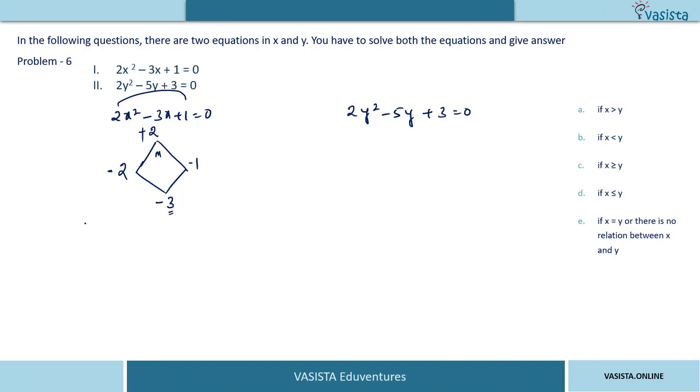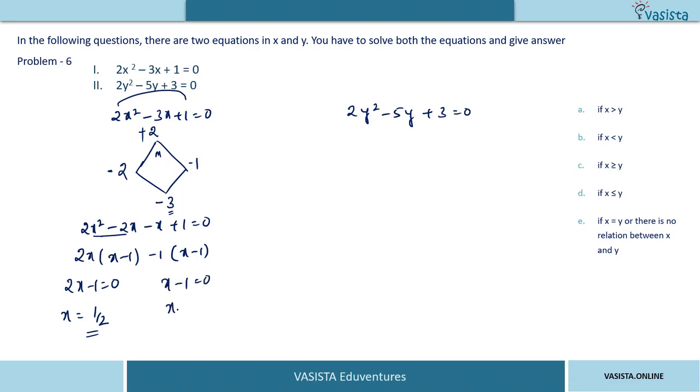Now factorize it here. 2x square minus 2x minus x plus 1 is equal to 0. Now take 2x common, this will become x minus 1. Similarly, take minus 1 here, so this will become x minus 1. So 2x minus 1 is equal to 0, or x is equal to 1 by 2. Here x minus 1 is equal to 0, or x is equal to 1. So the factors give x is equal to 1 by 2 as well as x is equal to 1.